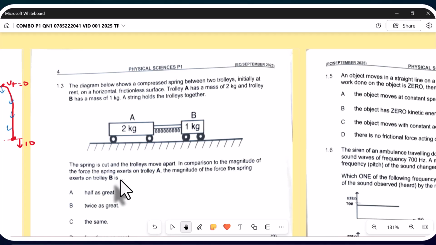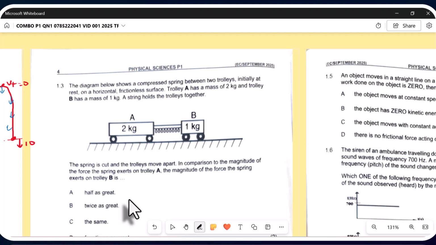Here we are going to use Newton's third law of motion. If body A exerts a force on body B, then body B will exert the same force on body A, of the same magnitude but in the opposite direction. So it will not be half, it won't be twice, but it's going to be the same. Why? Newton's third law of motion. Okay, let us continue.